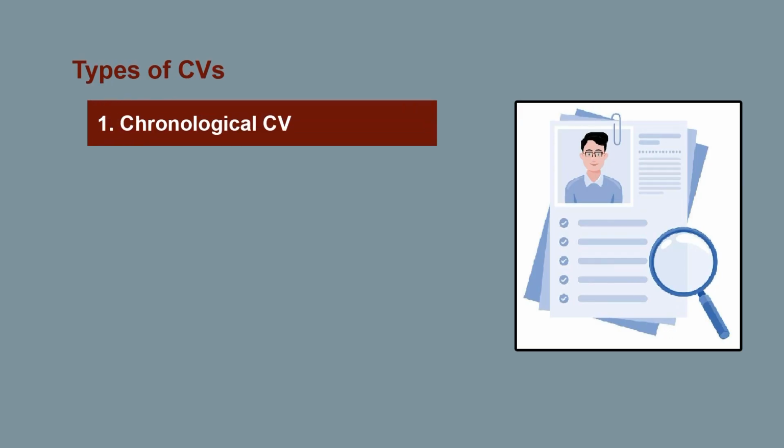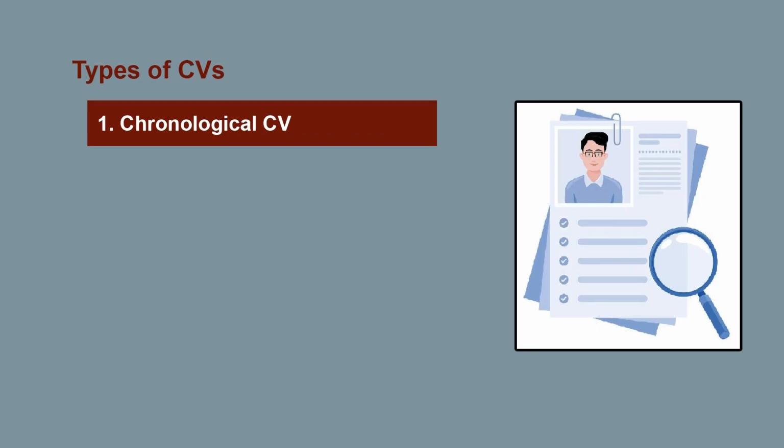Do you know the various types of CVs? Let's discuss them in brief. Number 1. Chronological CV. This is the most common and traditional type of CV. However, it is preferred by most employers. It focuses on presenting education, work experience and related experience in a linear style.